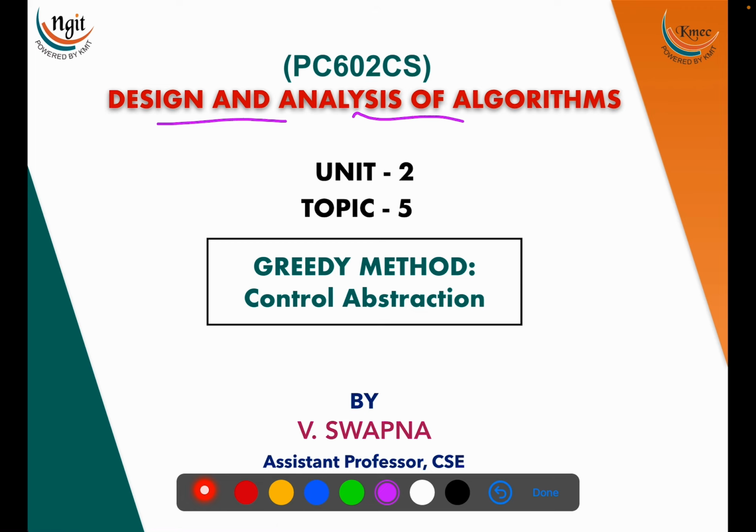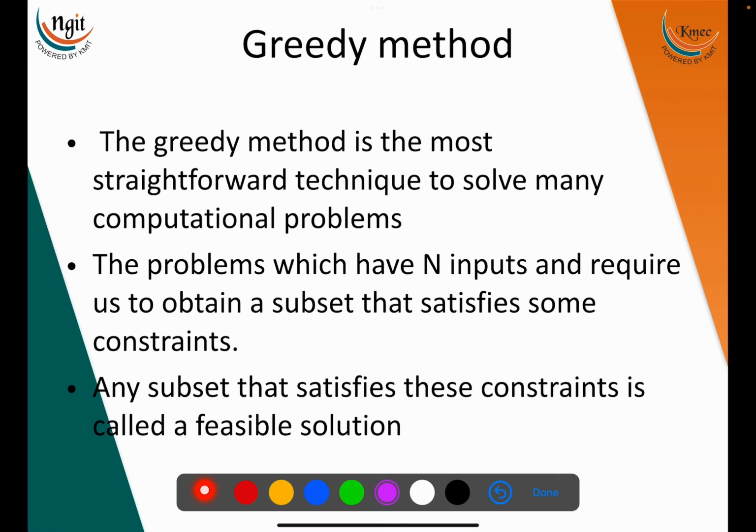Today we are going to learn about the greedy method and the control abstraction. This topic you'll find in unit 2 as topic 5. Generally, control abstraction means the general method that you can apply on several problems. So let's understand what the greedy method is, what the general method is, and how I can apply the greedy method on problems. We'll see it now.